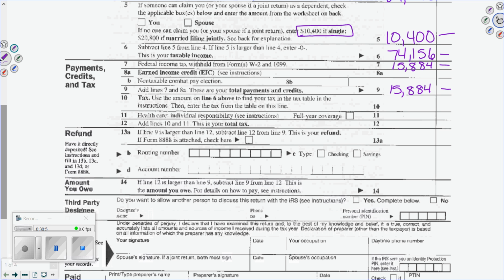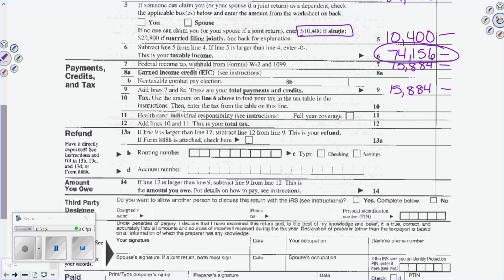All right, 10, tax. Use the amount on line 6 above. Okay, you guys see line 6 to find your tax in the tax table in the instructions. So let's go to your tax table booklet. We're using the amount it says from line 6, which is that line right there. So I'm looking up $74,156, and how is she filing? Single.